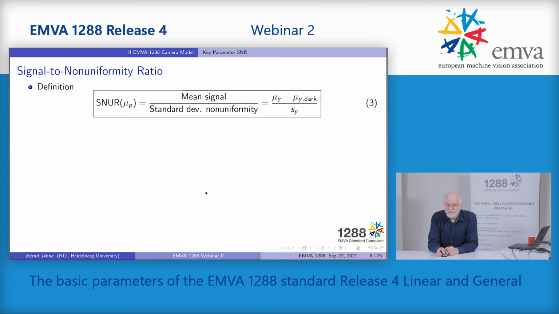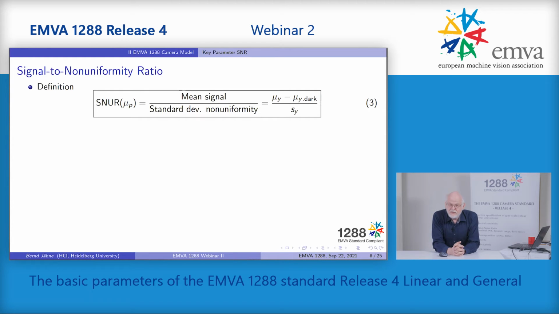Okay, now let's go to the second problem we have, that not each pixel has the same response and behavior. Well, we can do something like which I have named here. The name is not a common name, but it's nice actually to do it in this way. We have a signal to non-uniformity ratio. That means the mean signal divided by the standard deviation of the non-uniformity. So we look now for each value we get, how is this value not changing in time, temporal noise, but from pixel to pixel. Then we can also measure a standard deviation.